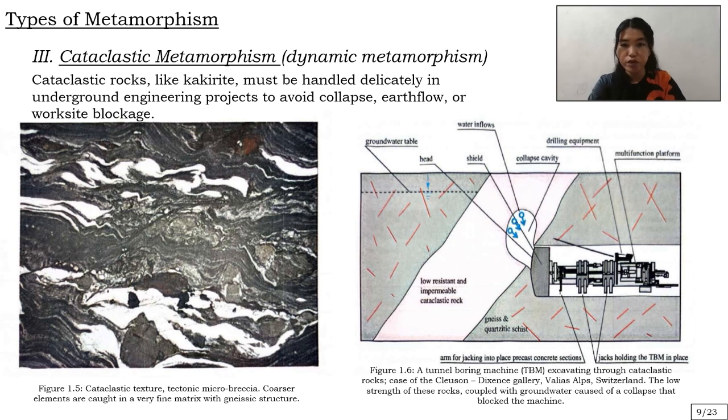In figure 1.5, we can see the texture of cataclastic tectonic microbreccia. Porphyroclastic elements are caught in a very fine matrix with gneissic structure. In figure 1.6, a tunnel boring machine is excavating through cataclastic rocks. The low strength of these rocks coupled with groundwater caused a collapse that blocked the machine. In simpler terms, when digging tunnels, there's a risk of running into fractured rocks that have been crushed or transformed by intense pressures. These rocks are fragile and can cause issues like tunnel collapse, making construction challenging and potentially leading to delays.